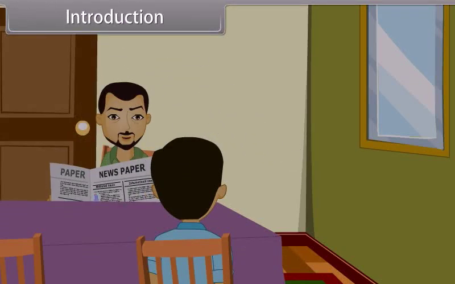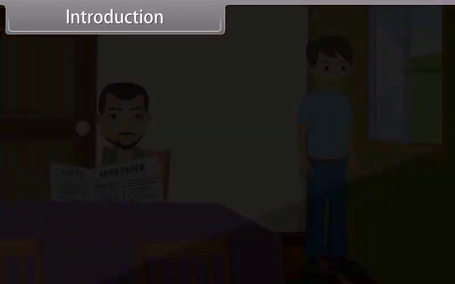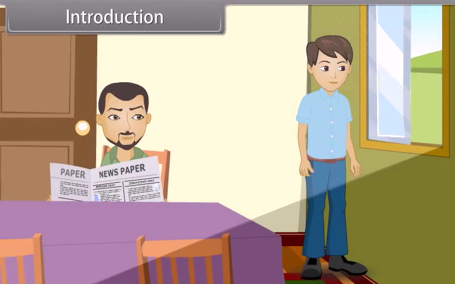Ravi, can you please open the window? Let some fresh air come into the room. Sure, Father. Father, when the sunlight comes from the window, why are the dust particles visible?